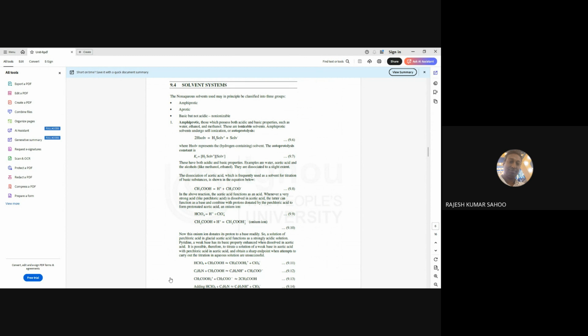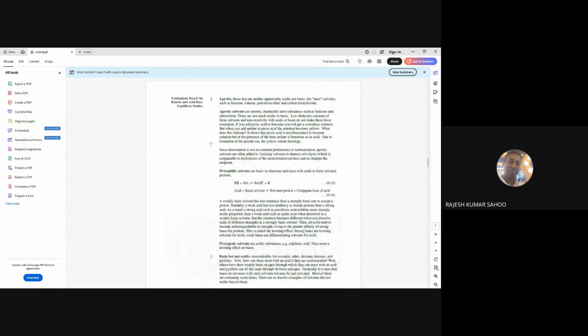Okay, the next one: you can see here solvent systems are there. Solvents may be amphiprotic, may be aprotic, may be basic, but not acidic. So as I told you, the non-aqueous solvents are of different types: amphiprotic, aprotic, basic, or not acidic. Then these solvents are used in titration processes, and you can see one weak base like pyridine is also used in titrations. So these are the equations, not so important for all of you.